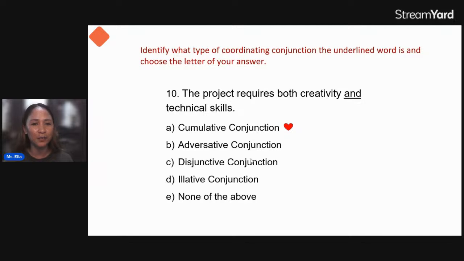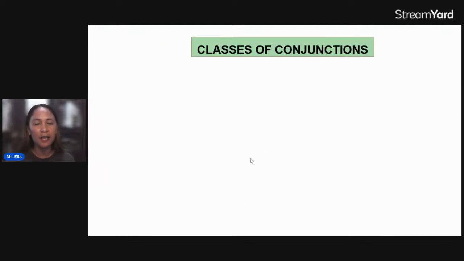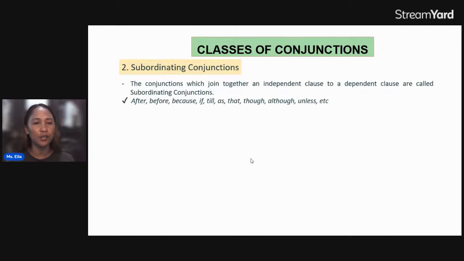Now let's continue. All right, so here let's proceed to another class of conjunction, which is the subordinating conjunction. For subordinating conjunction, this conjunction joins together an independent clause to a dependent clause. All right, so subordinating conjunctions usually use the conjunctions after, before, because, if, till, as, that, though, although, unless, etc.